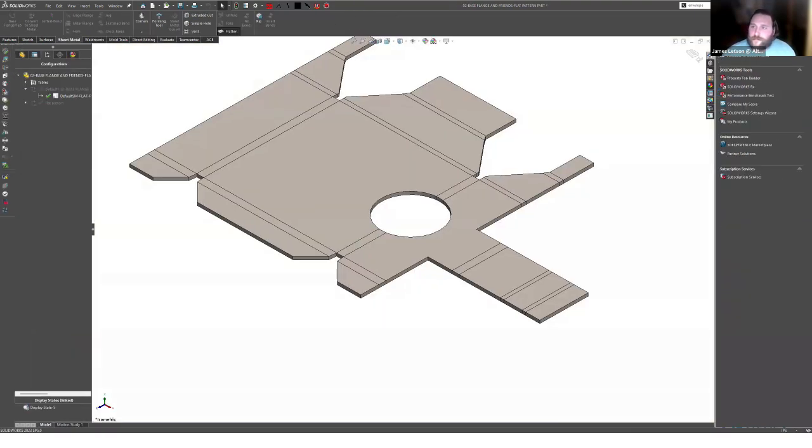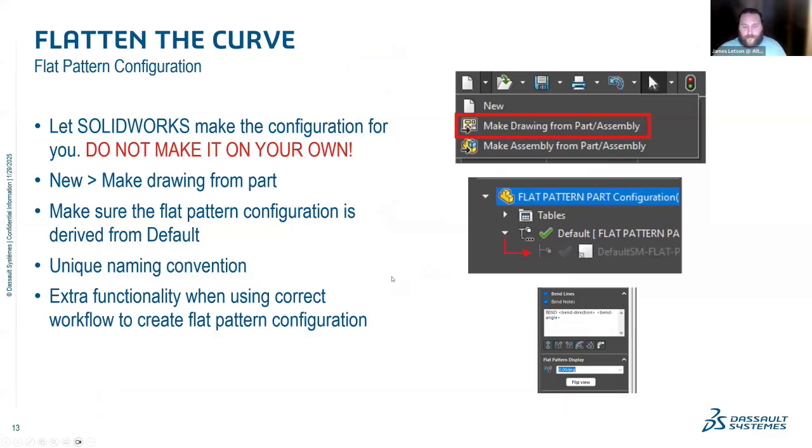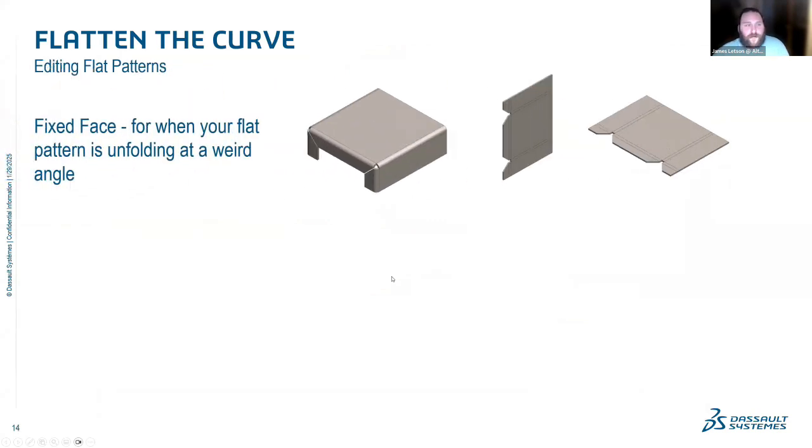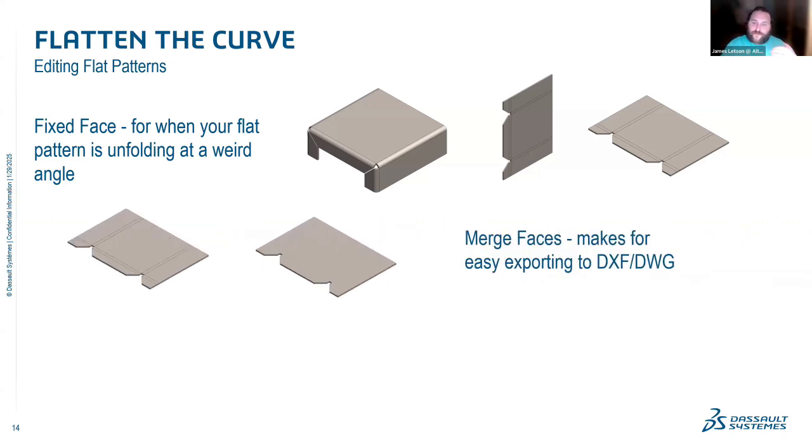Let's see. So next I want to talk about editing flat patterns. There are three things here that I want to talk about before we move on from flat patterns. The first is fixed face, which is used for when your flat pattern is unfolding in a weird way. And you can kind of see the images here, but I'll show you in SOLIDWORKS what I mean. The second one is merge faces.